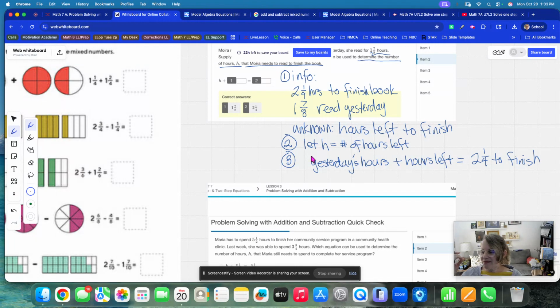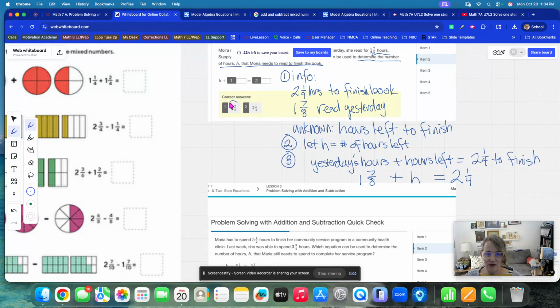Okay, and that just helps me kind of think about what's going on in the problem. So I really recommend doing that. I don't know if that's really the working equation, but I think that's something that really helps me. I usually call it a word equation. And then I'll put the rest of the numbers in here. So I've got yesterday's hours, that's 1 7/8, plus the hours left is our unknown, equals 2 1/4.